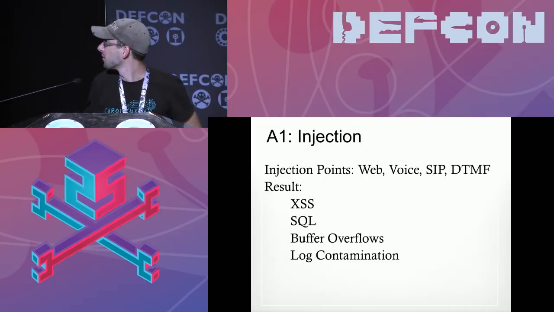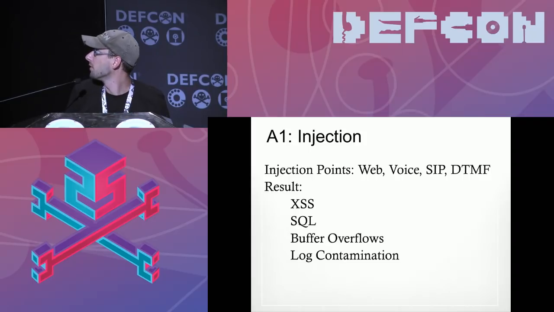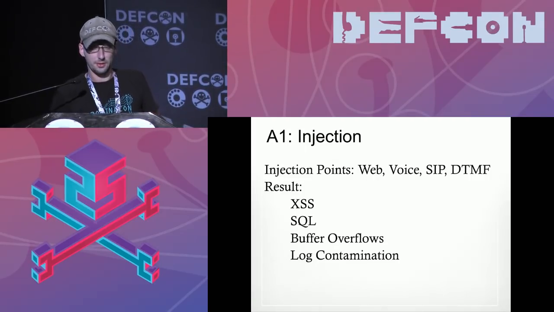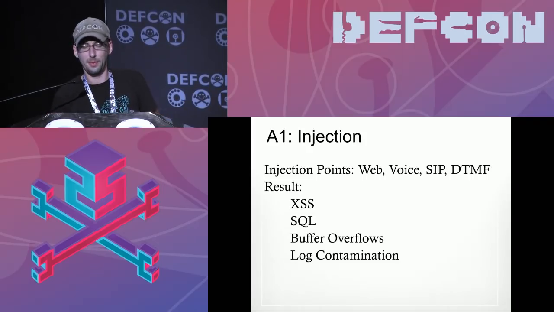The first one is injection. And we all know the injection points for a web app, but for a phone system you have very similar ones: web, voice, SIP, DTMF, and there's XML injection in there, which I guess falls into web injection. The result is cross-site scripting, SQL injection, buffer overflows, or log contamination. There was one with Cisco phones, a CVE, where you inject some XML and you could monitor phone calls or even initiate phone calls from these SIP phones, which is kind of scary. So that's injection. We know that.